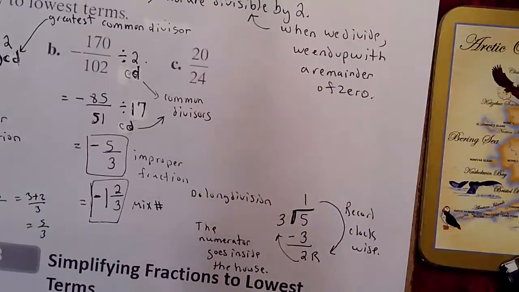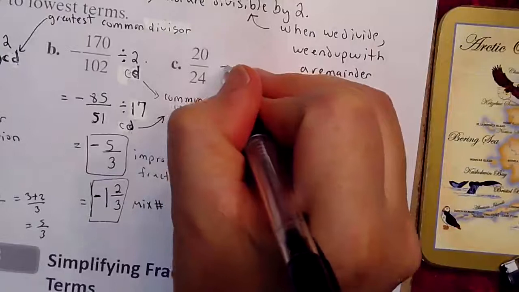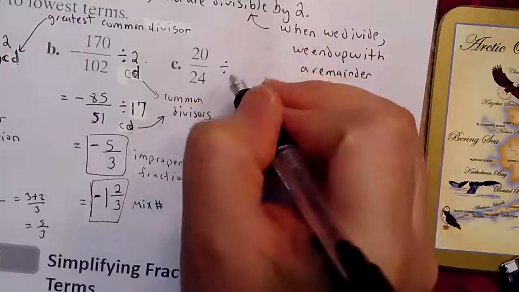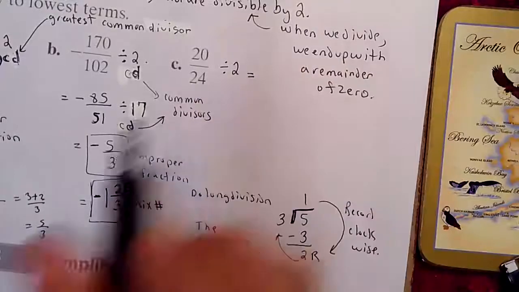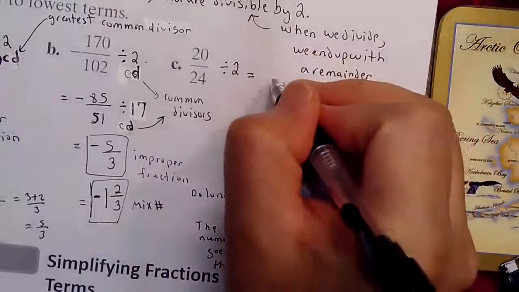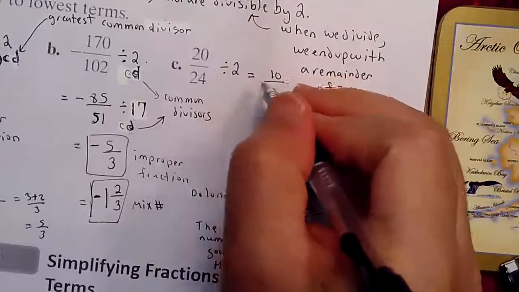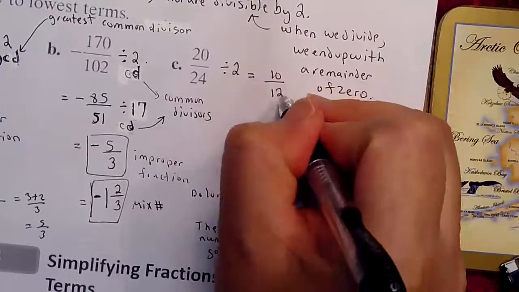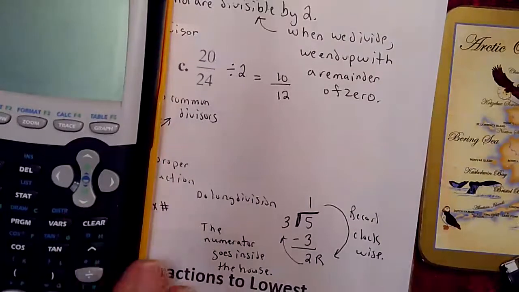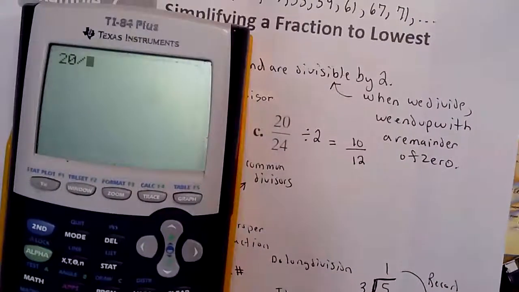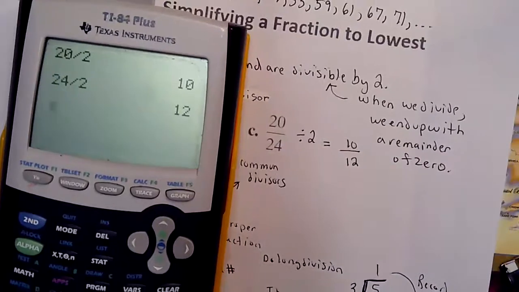Okay, so for part C, I want to reduce by 2's. Half of 20 is 10. Half of 24 is 12. Okay, so I can show you that here. 20 divided by 2 and 24 divided by 2. So I get 10 over 12.